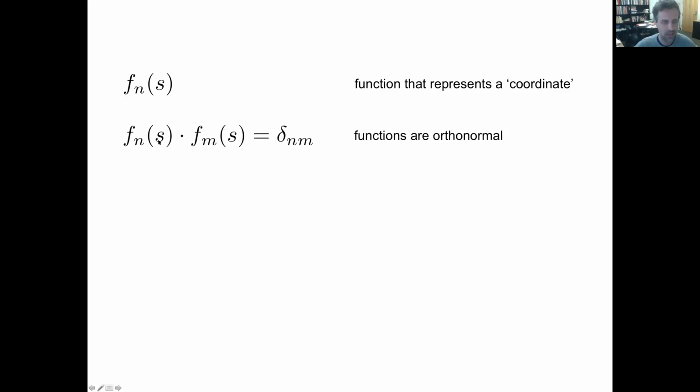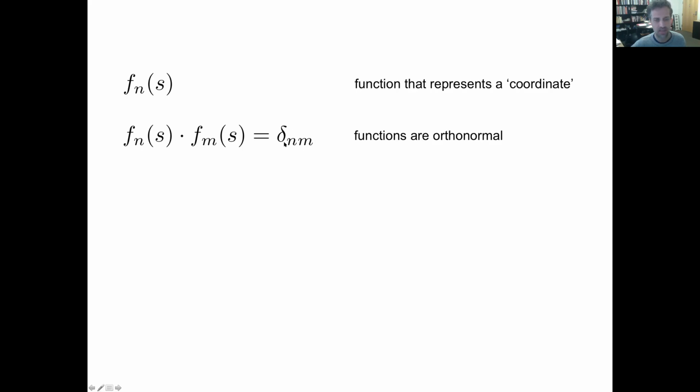Okay, now, but they have the same properties as real coordinates in the sense that they are orthonormal, meaning that if I multiply function n with function m, and this is a vector type product, I will say something about that, because this is a little bit symbolic, this dot here. What does it mean, this multiplication? I'll say a few words about that. But n times m is delta n m.